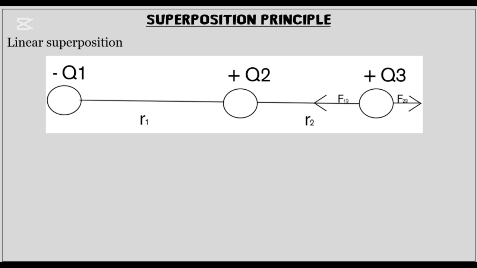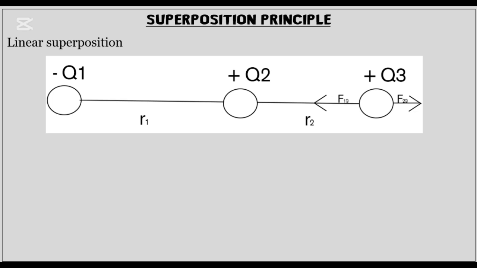This diagram is telling us that Q1 and Q2 are exerting their forces on Q3. So charge 1 and charge 2 are exerting force on charge 3. We are asked to find the net force on charge 3. Firstly, what we have to note is Q1 is negative and Q3 is positive. Now Q3 is the reference charge.